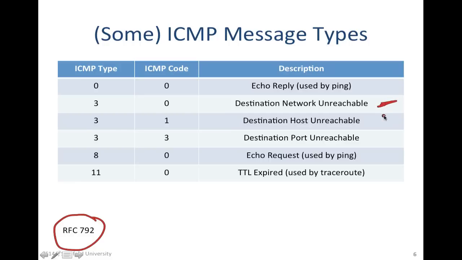And there are 2 other destination unreachable ones. Host unreachable, that's if an IP datagram gets to the last router, but then the last router doesn't know where the host is. Port unreachable means that the port that's contained inside, or the protocol ID that's inside the IP datagram, it doesn't know what to do with it. It doesn't recognize it at the other end. We'll see how echo reply, echo request, and TTL expired are used in a moment.